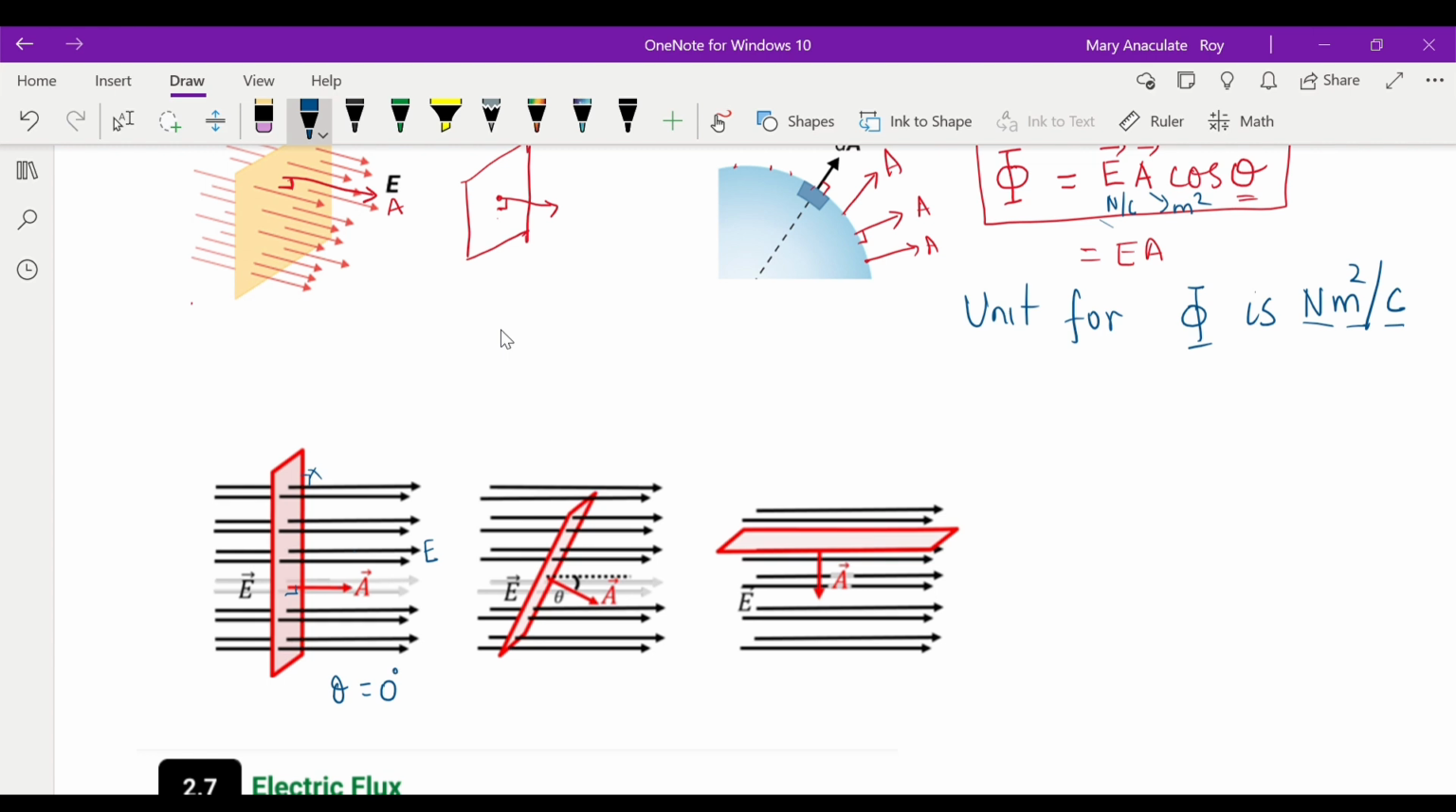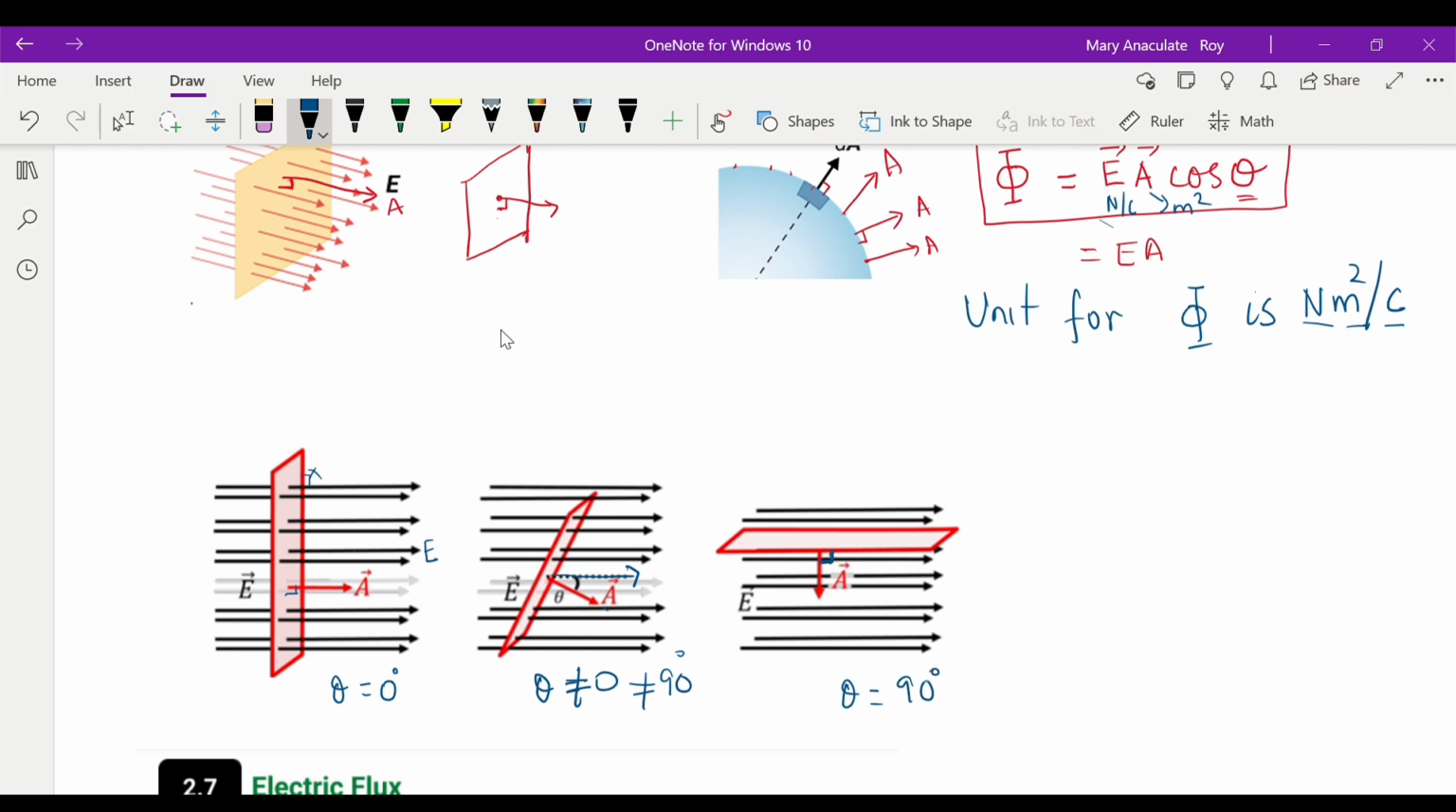And how about in this case? Here again, you need to find out the angle between electric field vector and the area vector, which is theta. It's not 0, and not equal to 90 degrees either. It's somewhere between 0 and 90. Now coming here, the angle theta is 90 degrees.